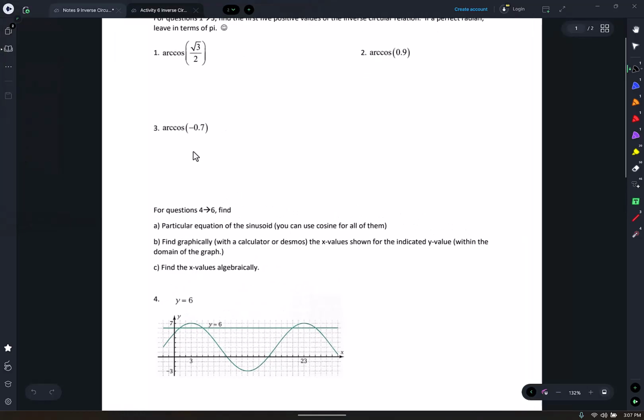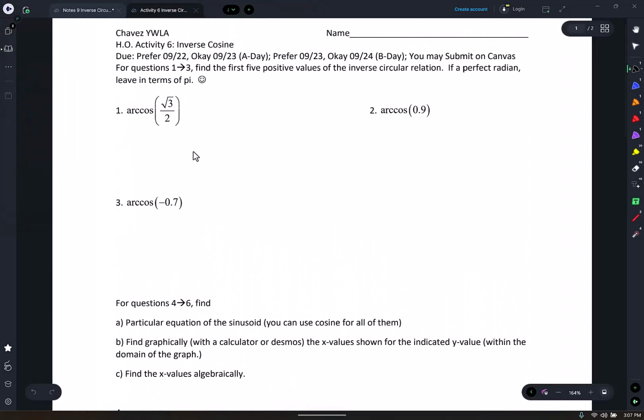Okay. I'm going to do two of the first three. I'm going to do maybe you don't need this one. I don't know. Maybe you guys are too good.